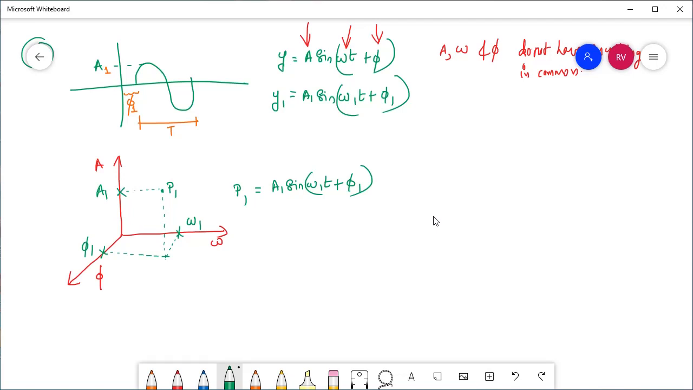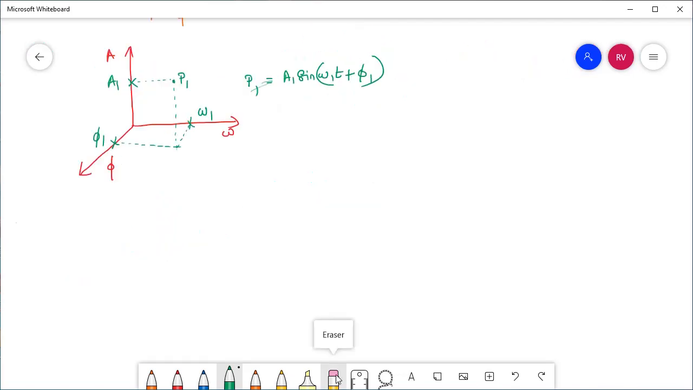That is, you take any sine wave that exists in the world, and that can be represented as a point in this particular space. So any sine wave can be represented as a point in this particular space. So this space, this three-dimensional space, is a space of all possible sine waves.